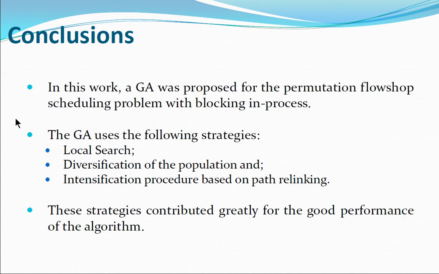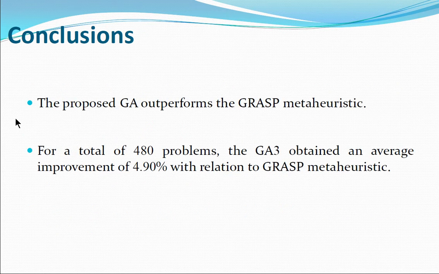Conclusions. In this work, the GA was proposed for the permutation flowshop scheduling with blocking problem. This GA uses some strategies such as local search, diversification of the population, and an intensification procedure based on path relinking, a post-optimization procedure. And these strategies contributed greatly to the good performance of the algorithm. Our proposed algorithm outperforms the GRASP meta-heuristic. And for a total of 480 problems, the GA3 obtained an average improvement of 4.90% with relation to the GRASP meta-heuristic.